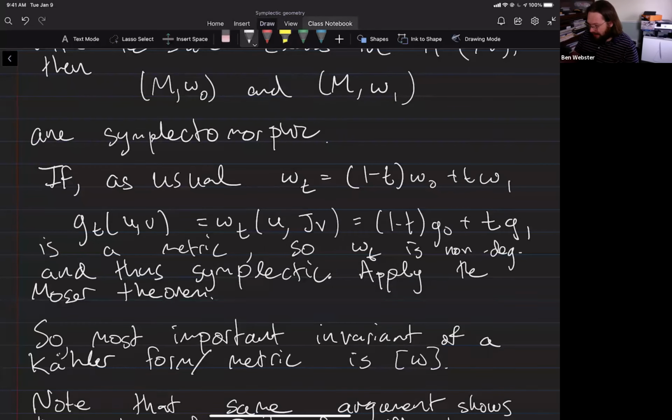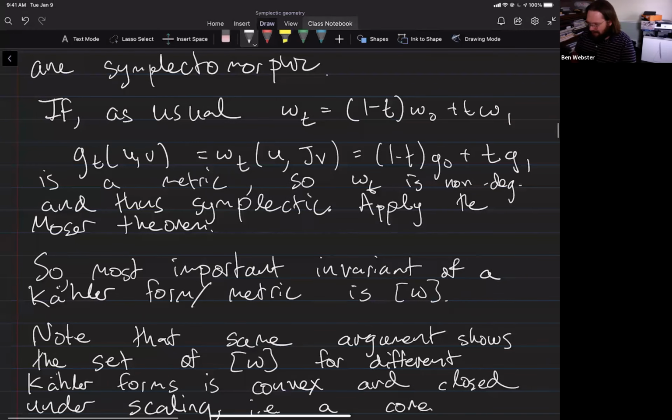If I just take the same weighted average of the two Kähler metrics, I'll get another metric, and it will be the Kähler metric corresponding to the weighted average of these forms. So every step along the way is Kähler. I'm never changing the H2 class, so I can always find the vector field I need to make the Moser trick work. And so I can get an isotopy that relates these two symplectic forms.